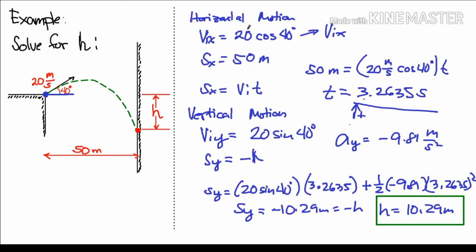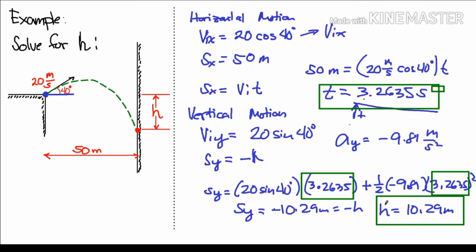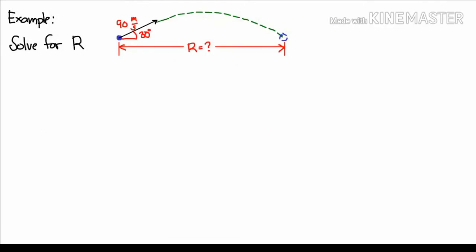Now to recap, we solved the horizontal motion, we get the time, and for the vertical motion, we use the same time as in the horizontal motion. So there you have it. Let us have another example.